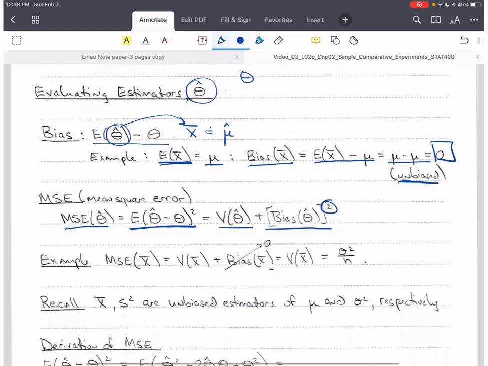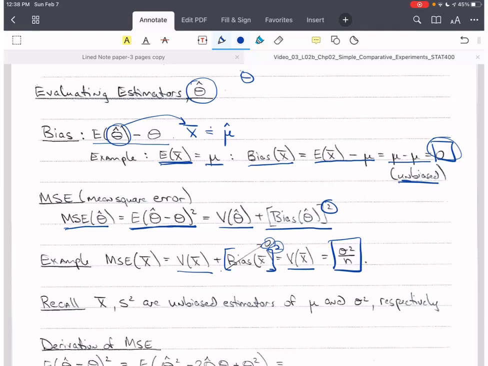And so for x bar, the MSE is variance of x bar plus the bias of x bar quantity squared, but we showed that the bias was 0, so this term goes to 0, and the MSE for x bar reduces to the variance of x bar, and we know that as well. It is sigma squared over n.